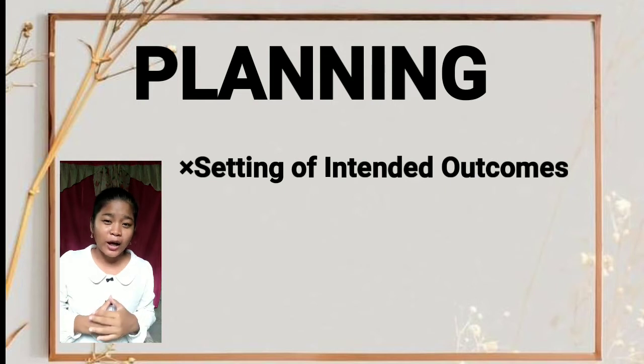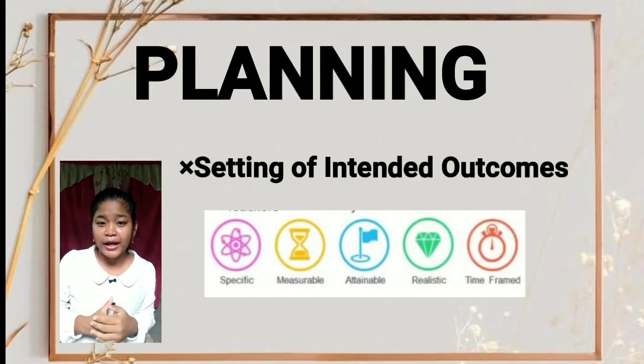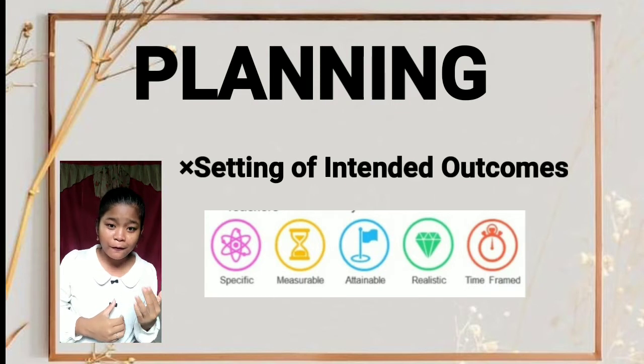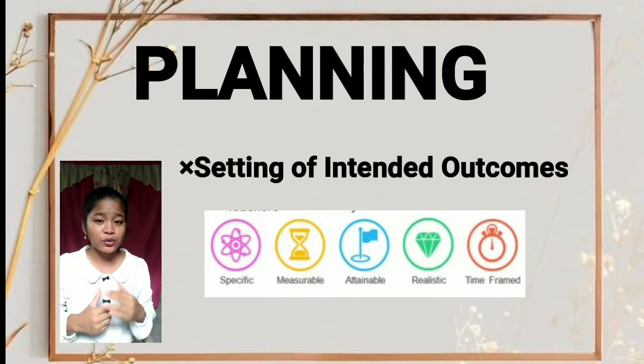The intended outcomes follow the rule or the acronym SMART: specific, measurable, attainable, relevant, and time-bound. Specific. Being specific helps you want to achieve your goal. It should be narrow and definite. Ano ba talaga ang gusto kong i-accomplish?